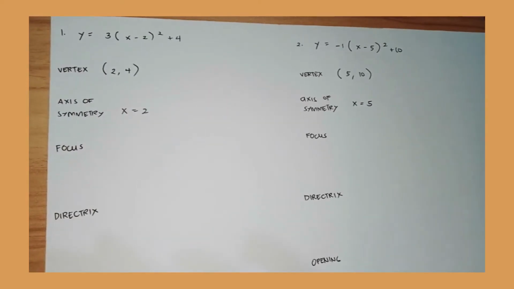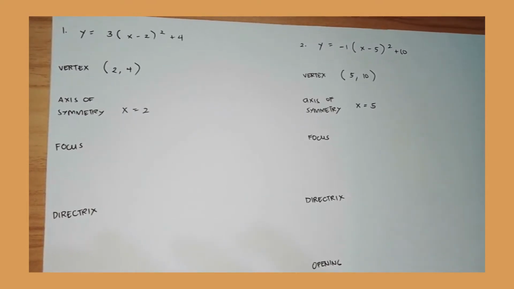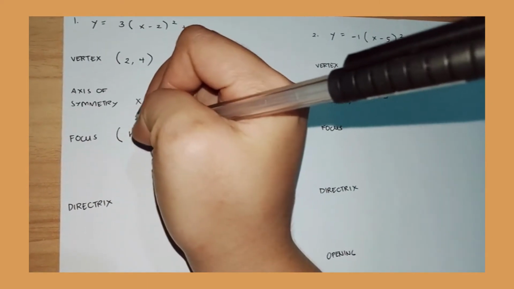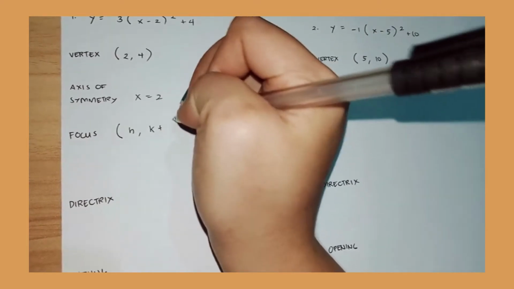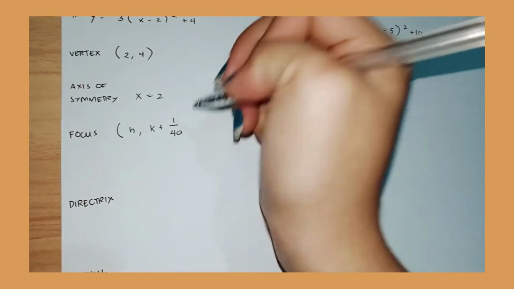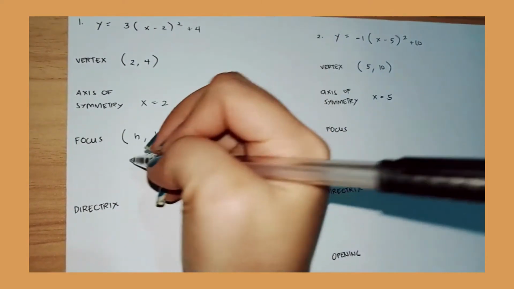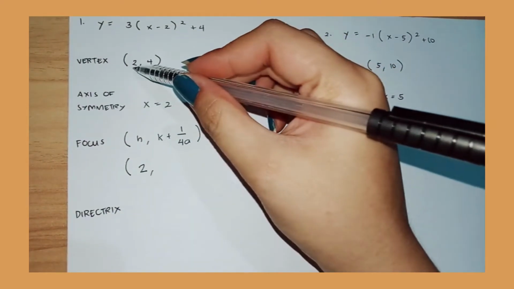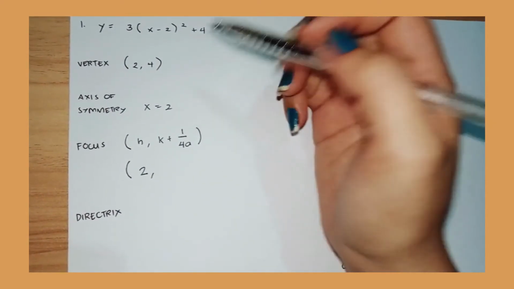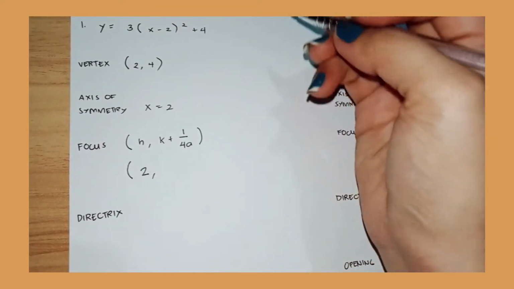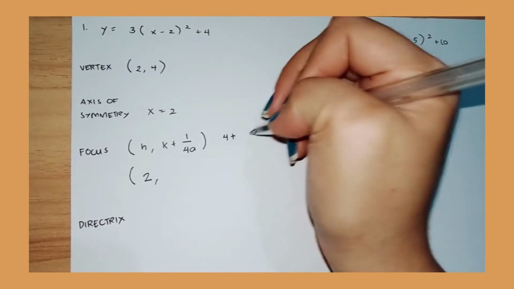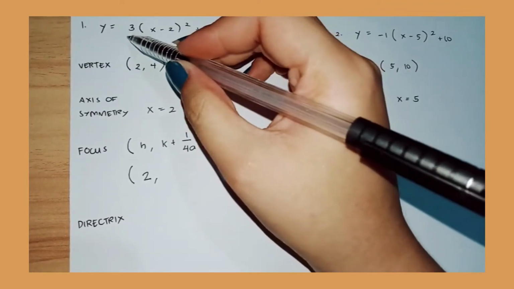Let's now solve the focus of the given parabola. So, paano ba kunin yung focus? Meron tayong formula, that is (h, k plus 1 over 4a). Yan yung ating formula. Yung h natin, alam naman natin na equal siya kay 2. Hanapin natin yung k plus 1 over 4a. Yung k natin ay 4 plus 1 over 4, yung a natin ay 3.